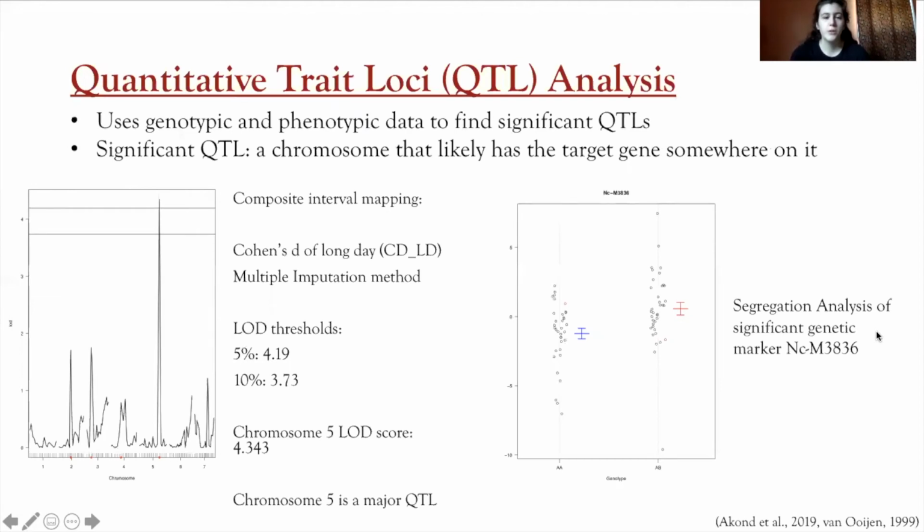Next, we performed a QTL analysis, which uses genotypic and phenotypic data to find significant QTLs. A significant QTL is a chromosome that likely has a target gene somewhere on it. So this diagram shows that chromosome 5 is a major QTL, and this diagram shows that different genotypes can distinguish between different photoperiods.